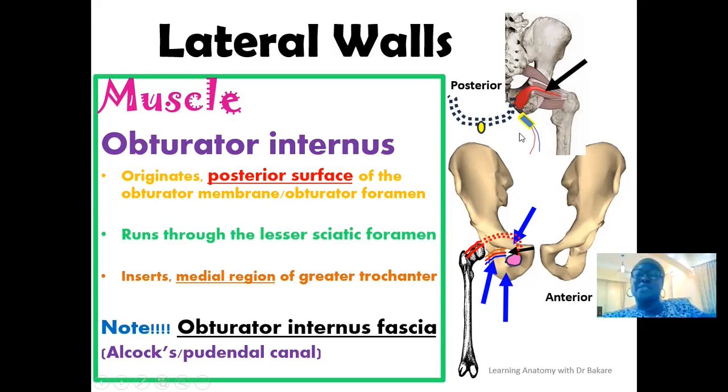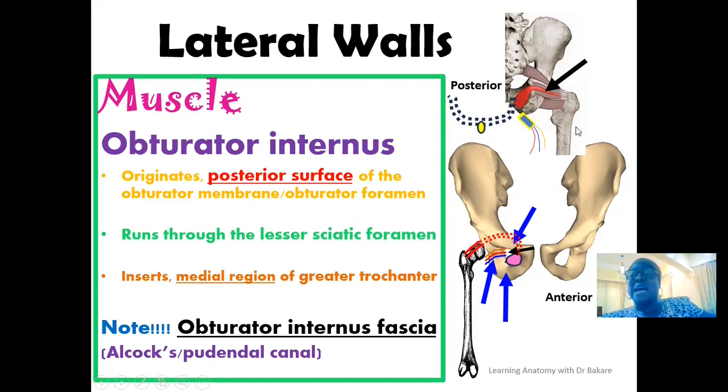So that is why you see that the internal pudendal artery is seen to pass through the Alcock canal or the pudendal canal. You also see the pudendal nerve. The pudendal nerve is one of the branches of the sacral plexus, and we know that the sacral plexus is located within the posterior lateral wall of the pelvic cavity. The pudendal nerve is also seen to pass through this canal so as to supply regions outside that space.